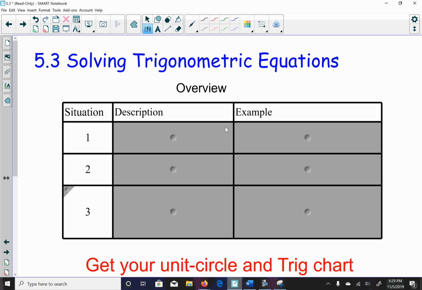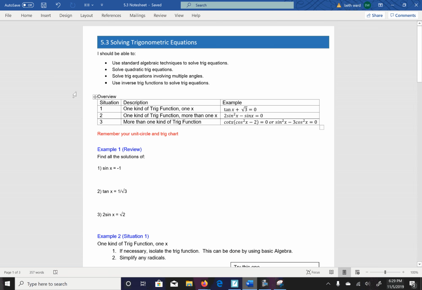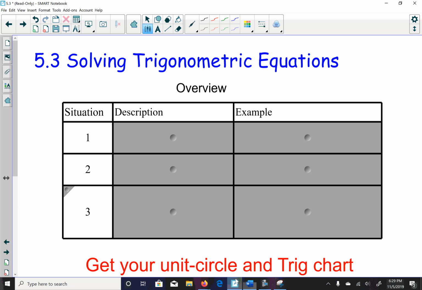So what you should have with you right now is the 5.3 solving trig equation note sheet, and this video is going to follow along with that note sheet. So if you need to pause the video, just go ahead and pause the video, and let's get going.